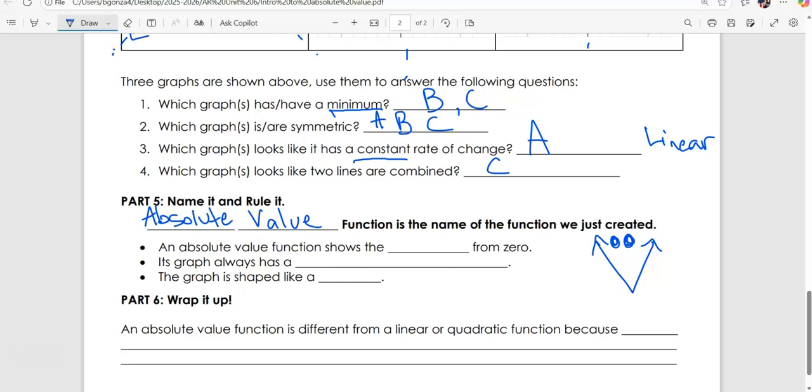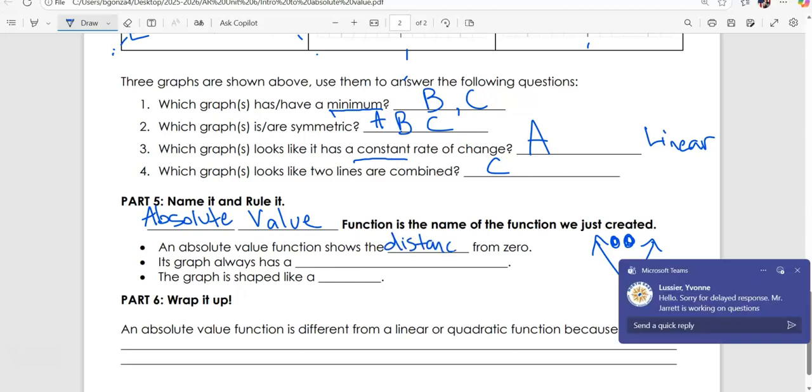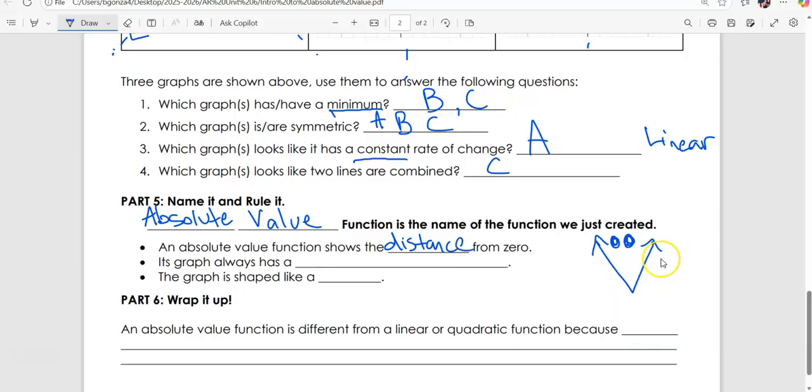An absolute value function shows the distance from 0. Its graph always has a positive value or 0. You could also say non-negative value. The graph is shaped like a V.